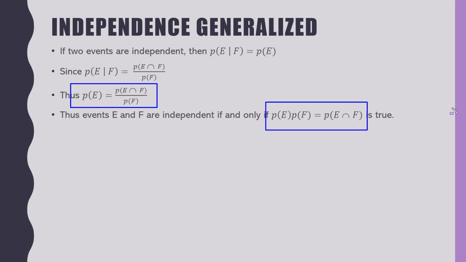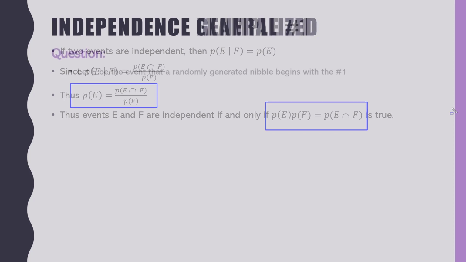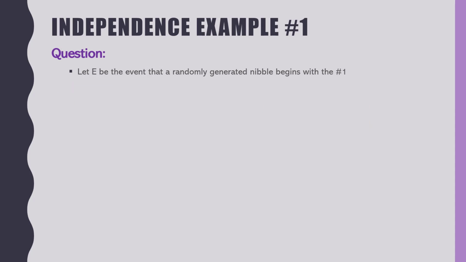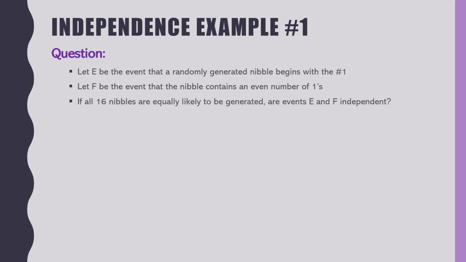So if the probability of event E times the probability of event F is equal to the probability of the intersection of the two, if that is true, then these are independent events. So let's let E be the event that a randomly generated nibble begins with the number 1. Let F be the event that the nibble contains an even number of 1s. This is a different problem than before. If all 16 nibbles are equally likely to be generated, are events E and F independent? That is the question. So let's take a look at how we would approach this.